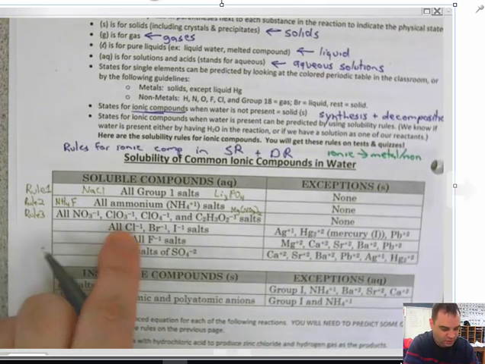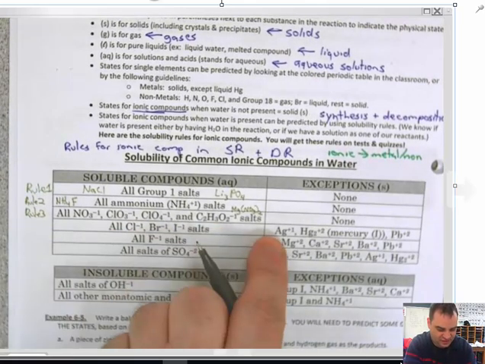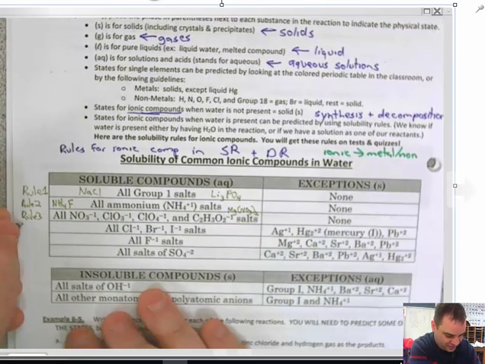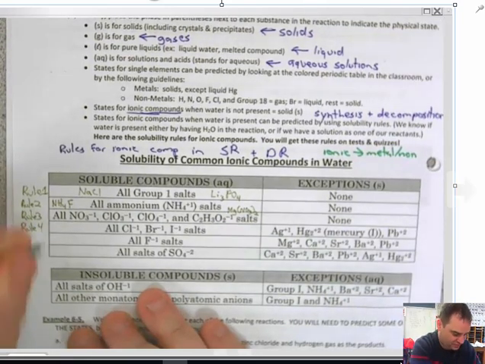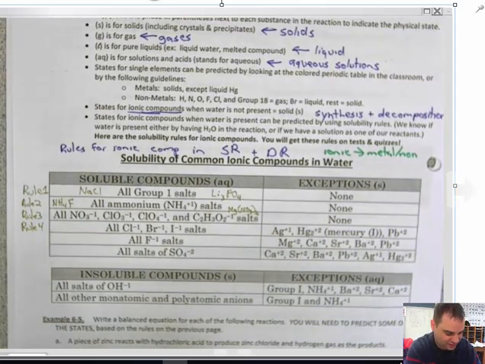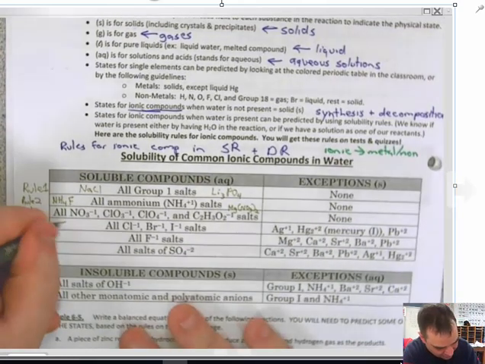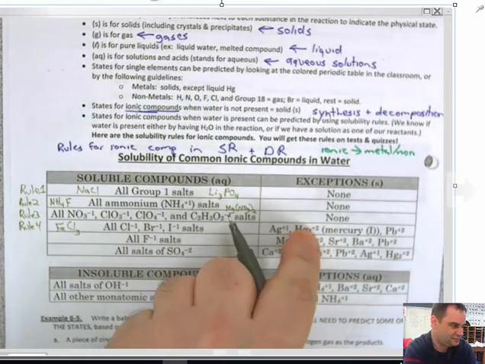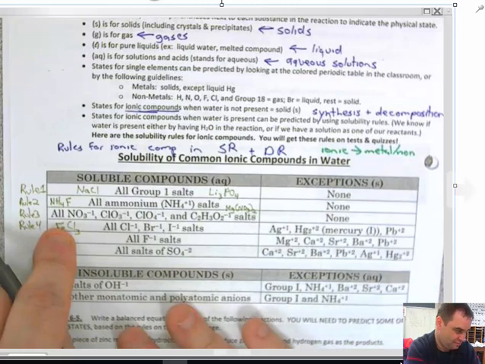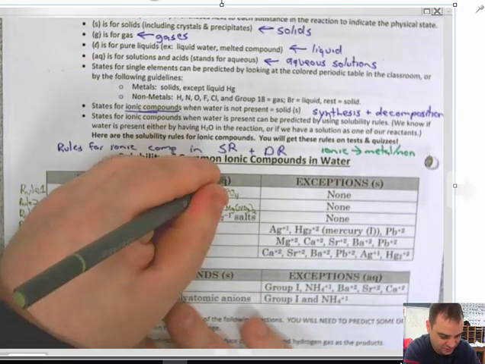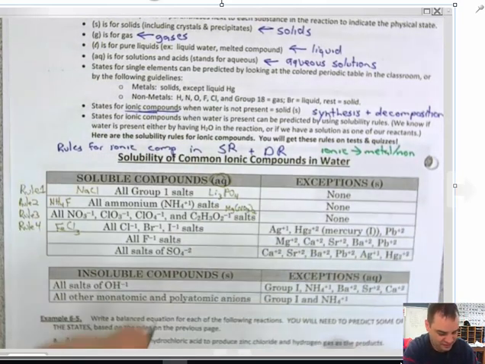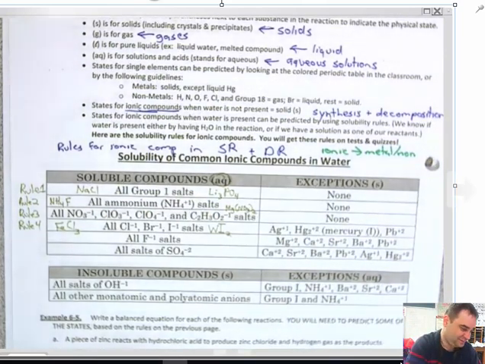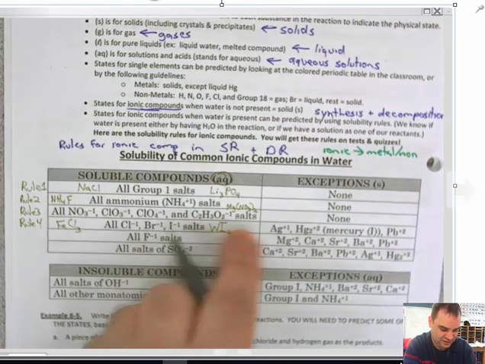Rule 4. Chlorides, bromides, and iodides, except for silver, mercury, and lead. Okay, so this is how rule 4 works. This is the first rule. We have some exceptions. So if I have something like iron chloride, iron is not on this side, so we stay over here. So this is aqueous. These all get the aqueous symbol. If I was doing tungsten 2 iodide, aqueous, because it's not over there.